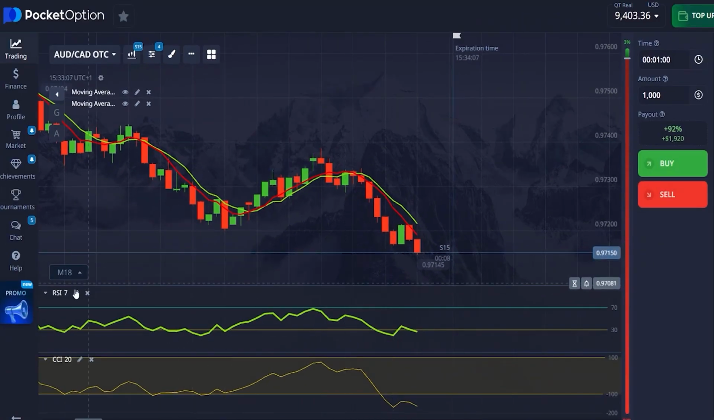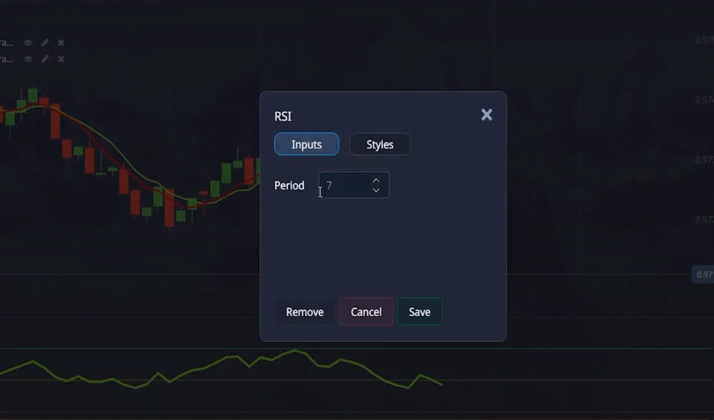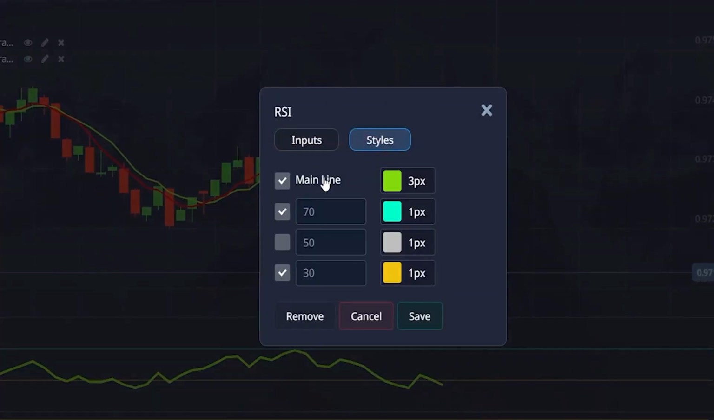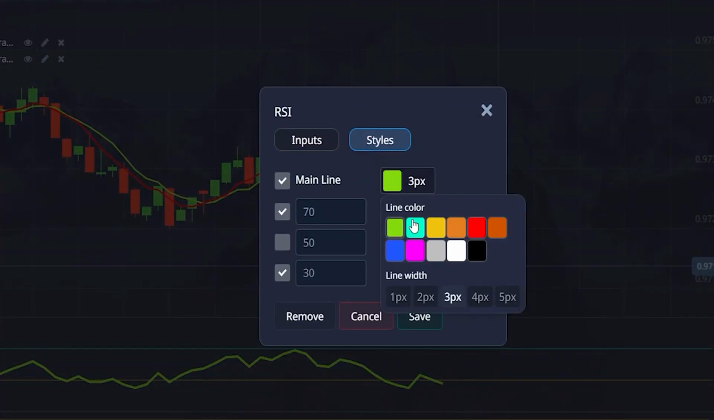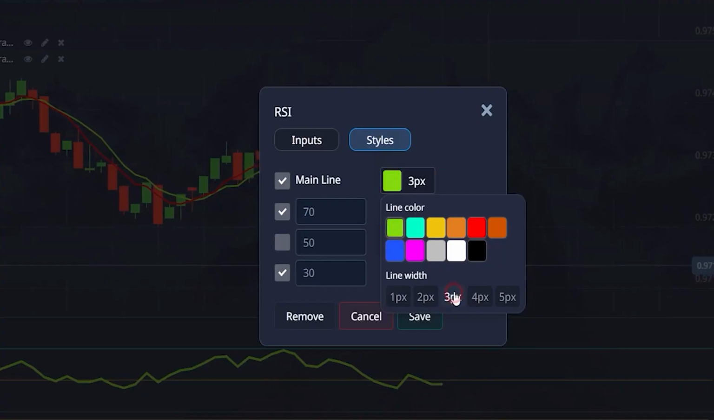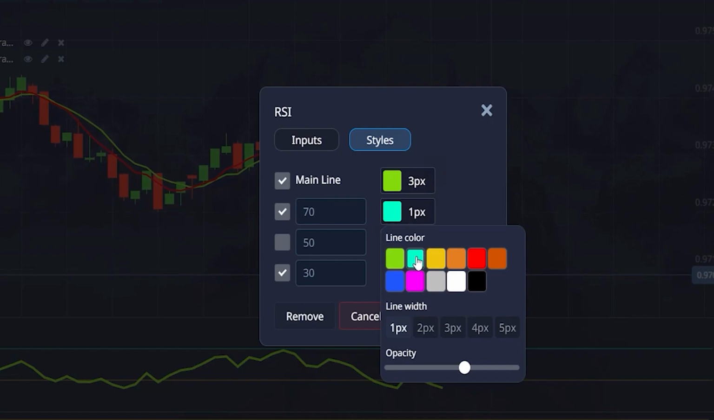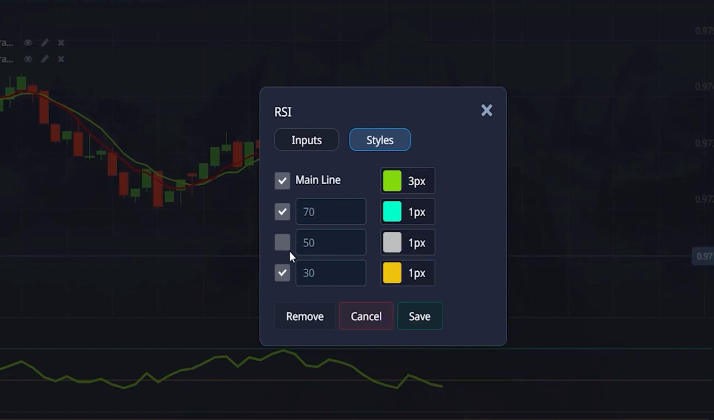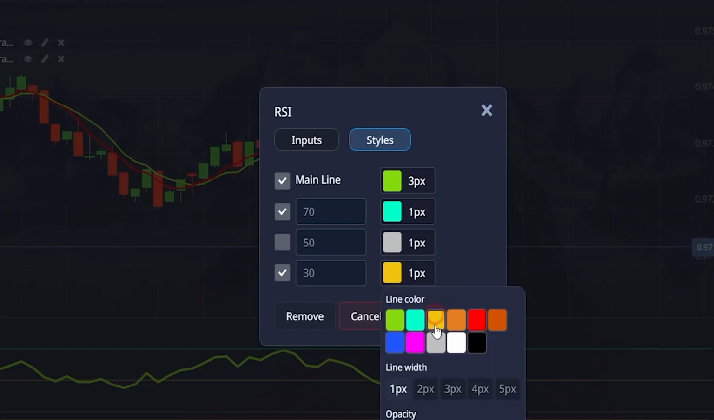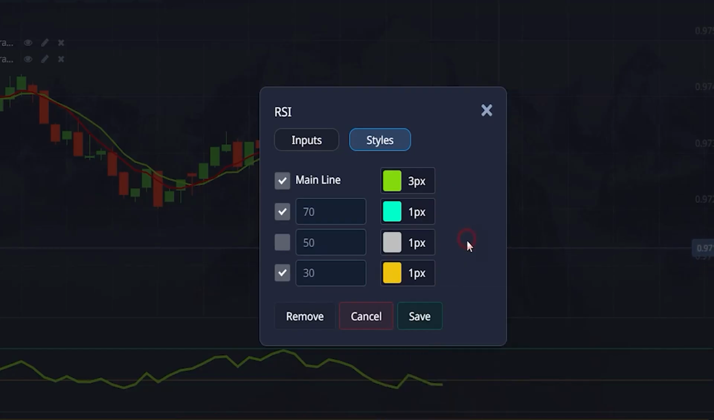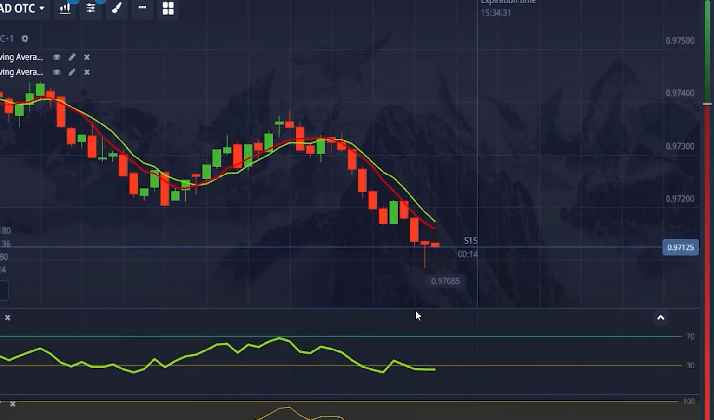With my RSI indicator, it comes with a period of 7. Right here on the style level at the main line, I'm going to be using a green color and I'll set it on 3 pixels. The 70% level, I'm going to be using this color and I'll set it on 1 pixel. The 50% level, I'm going to turn it off, while the 30% level, I'm going to be using a yellow color and I'll set it on 2 pixels. So when I'm done, I'll click on save.